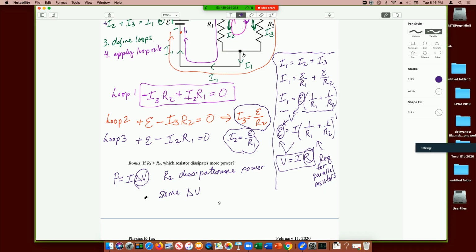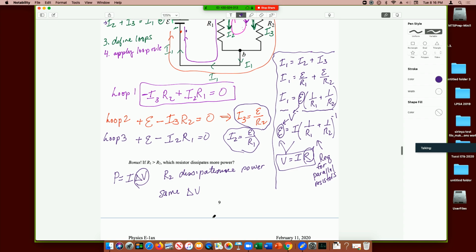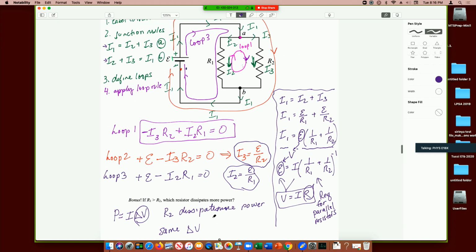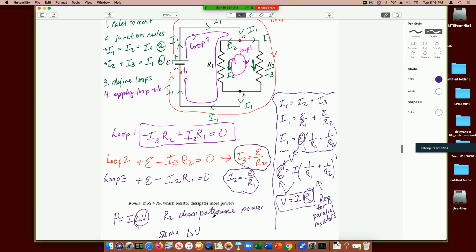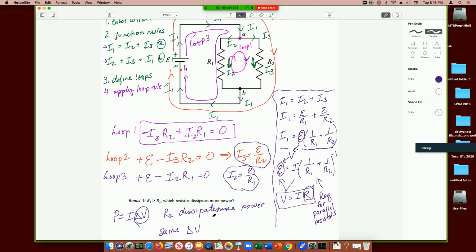Yeah? Can you explain how we know that there's more current going through R2 rather than R1? How do we know that? From the equations, like the loop equation, it's the same. That's a good question. We know V is constant, but since everything's in variables, how would you know that?